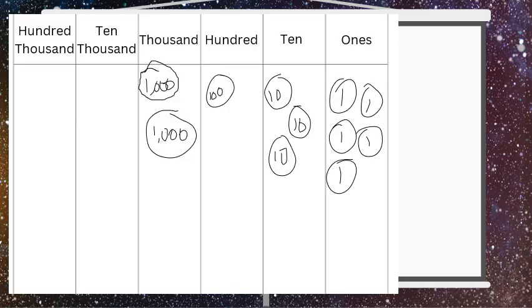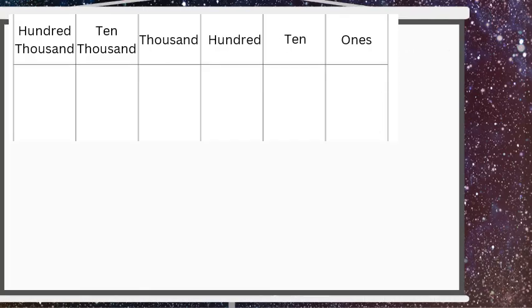Now, I want you to write this number in standard form. That's right, it should look like this, 2,135. Good. I'm going to give you, again, the number 2,135, and I want you to write it in expanded notation.